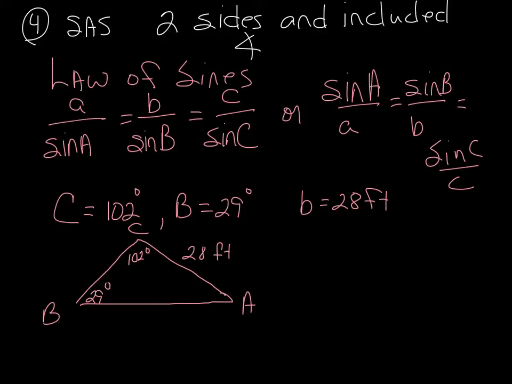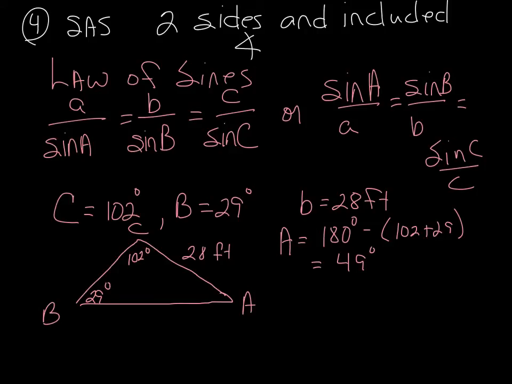Okay, can we easily find angle A? Do we need a new formula to find angle A? So how would we get angle A? Add and then subtract from 180? So angle A is basically 180 degrees minus the sum of 102 plus 29. So angle A is 49 degrees. So that was easy. If you are given two angles, it's always easy to find a third angle. Not much goes into that.